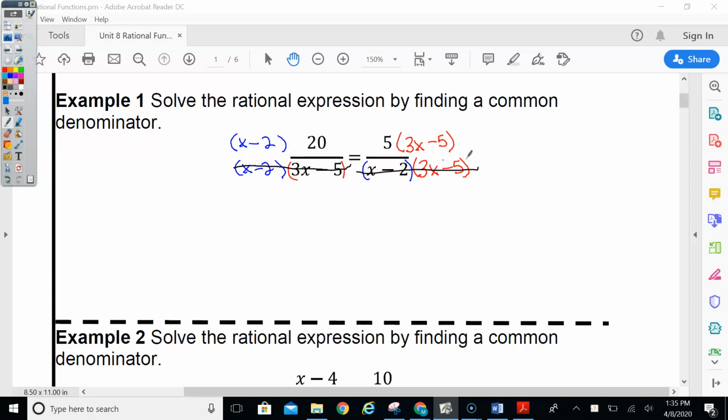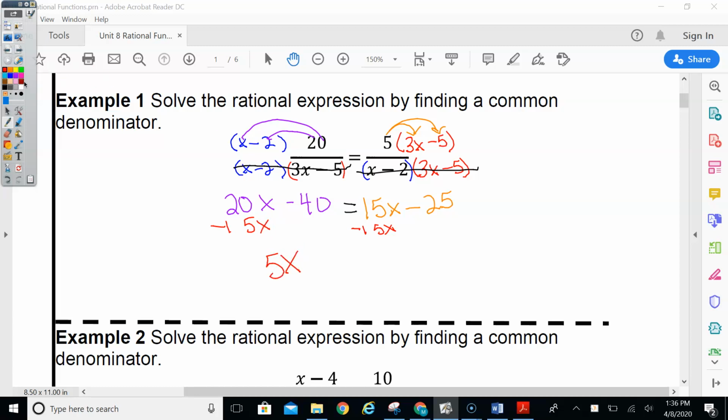Okay, so this denominator goes away and this denominator goes away. If we distribute the left side, we get 20x minus 40 equals, distribute the right side, 15x minus 25. Once the denominators are the same, you can ignore them and solve the numerators. Now just solve for x. Get numbers to one side. I'll move this to this side, so 5x over here. Move everything to the other side. Plus 40, plus 40, and that's 15. 5x equals 15, divided by 5, x is 3.